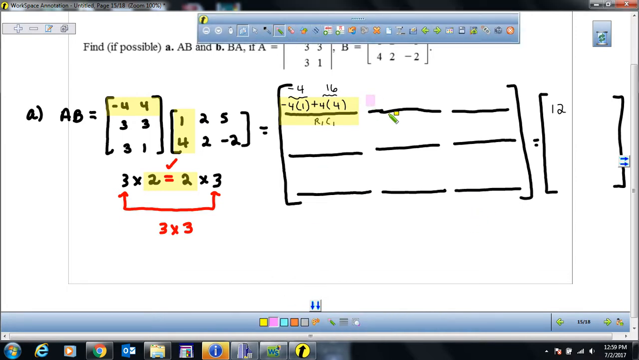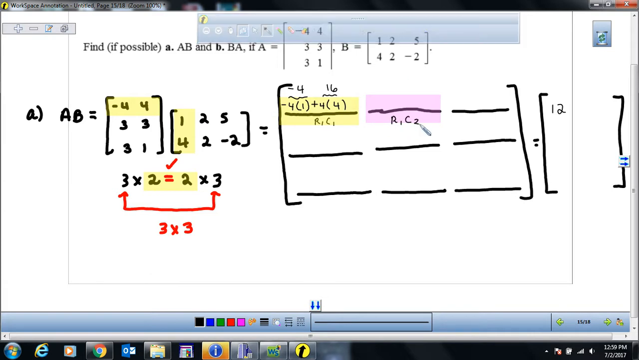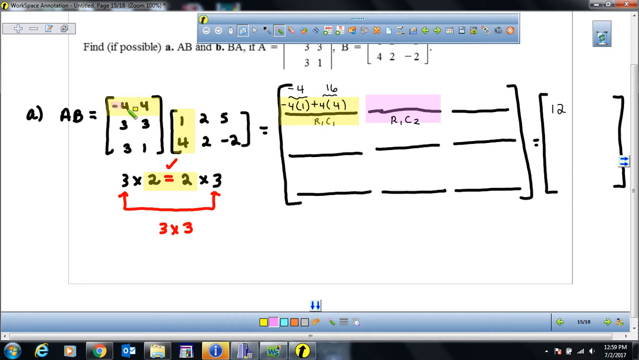Now, what about this one on the right? What can we say about that? It is located in the first row still, right? But in the second column. So what I need to do to find that value is multiply the first row again, right here, but now times the second column, which is this one.